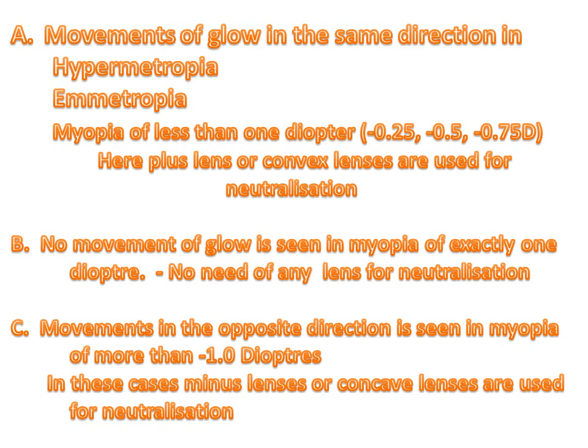If there is no movement of the glow, then it is a case of myopia of exactly 1 diopter. So here you need not do any kind of neutralization, as the glow by itself is already neutralized. It is not moving. Third thing is movements in the opposite direction is another possibility, and it is seen in myopia of more than minus 1 diopters. In these cases, minus lenses or concave lenses are used for neutralizing the glow.